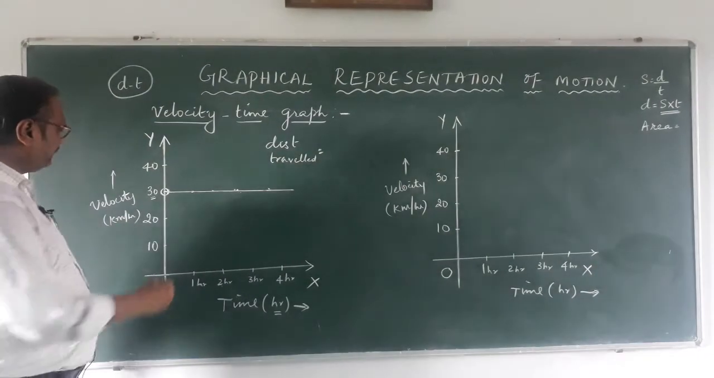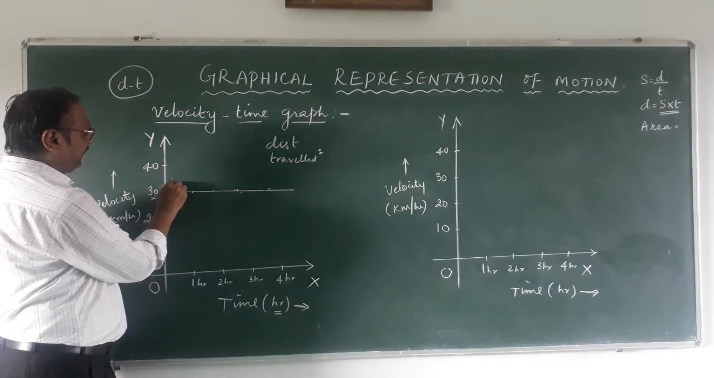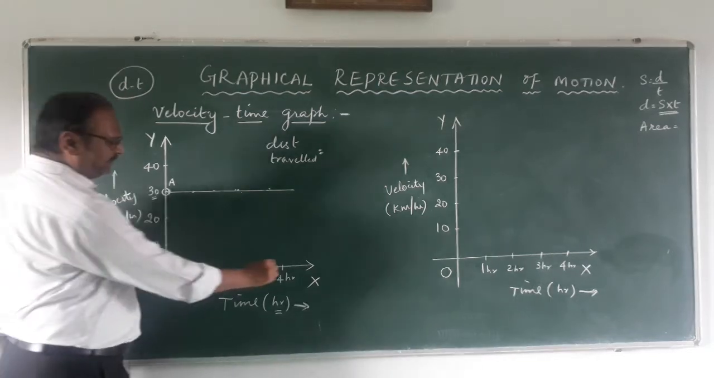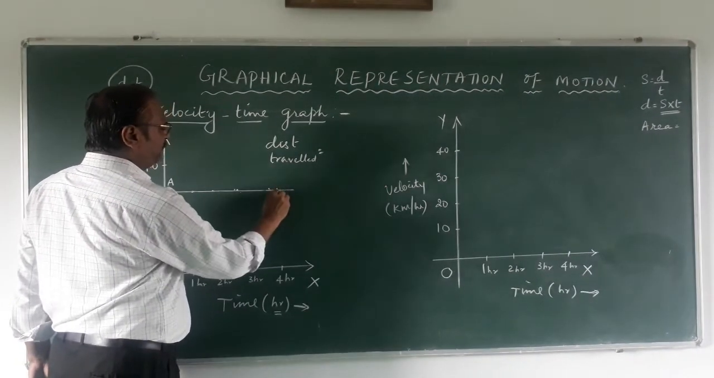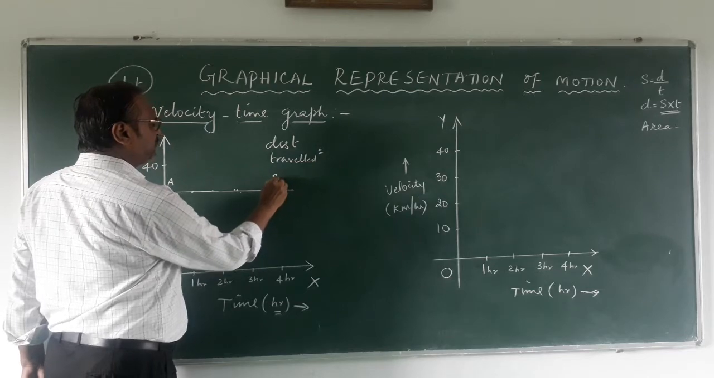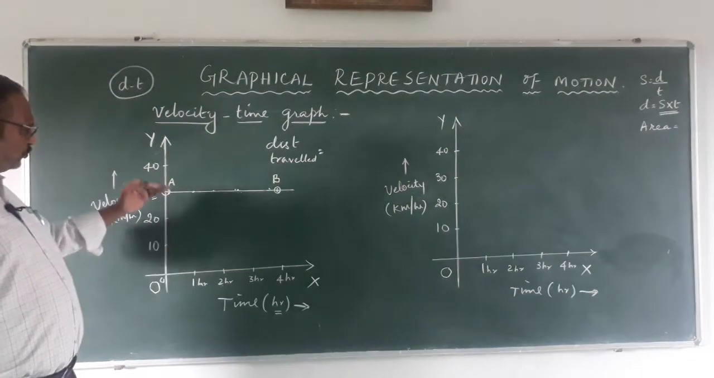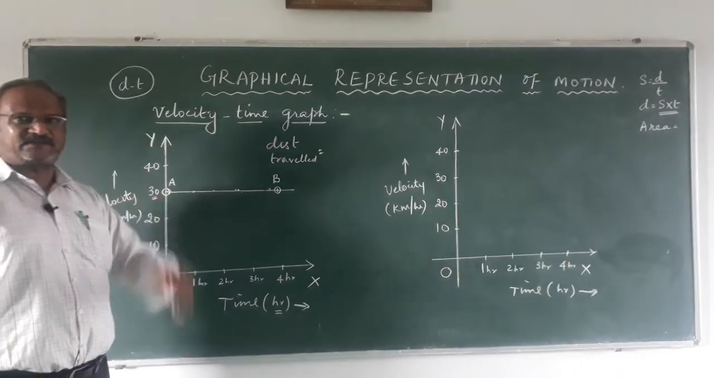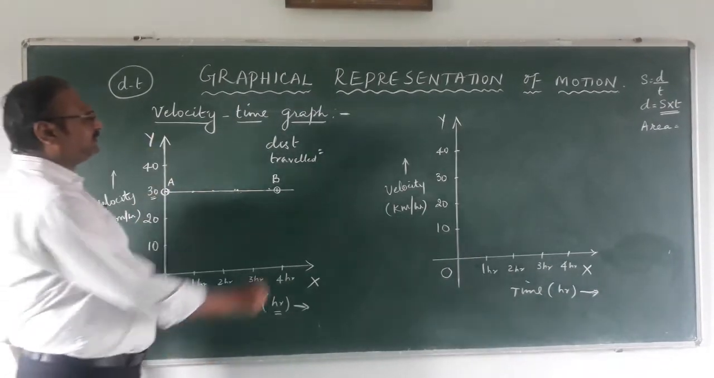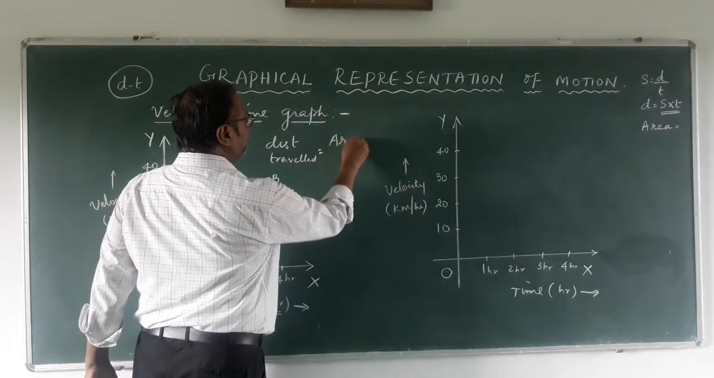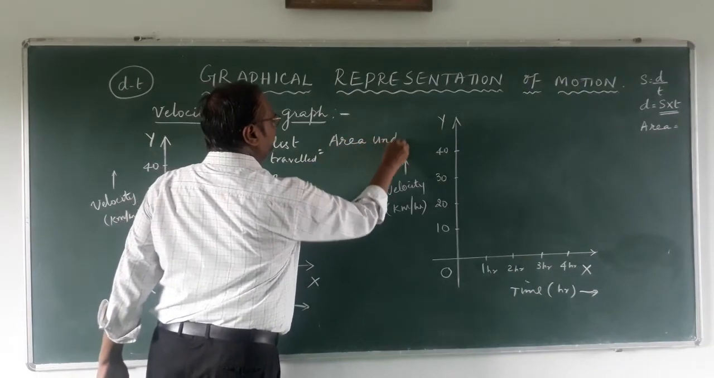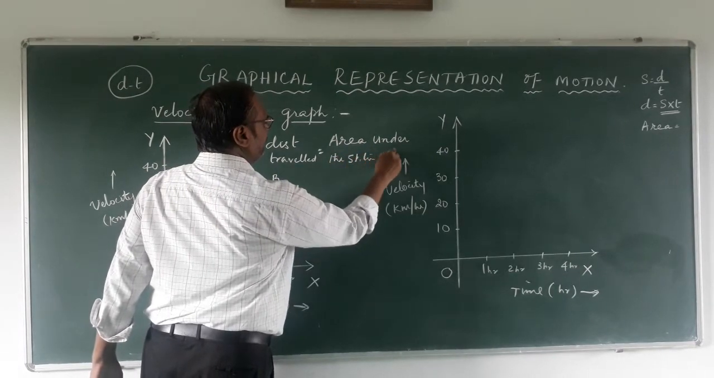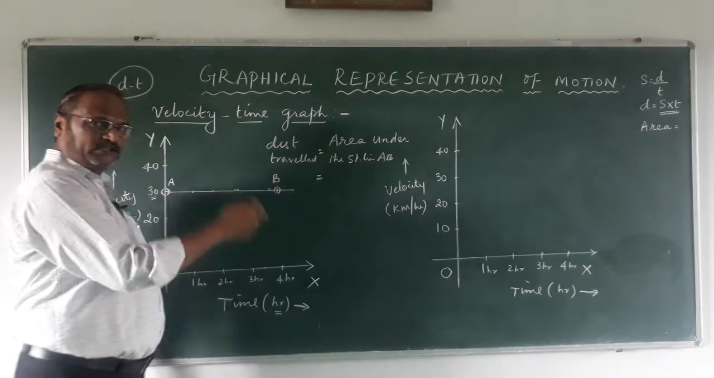How? Let us say this is the point I have taken. Let us say A. At this point its time is 0, the origin. And let me say in 4 hours, how much the body has traveled. Let us say the point is B. So, in 4 hours, how much distance has the body traveled? That is calculated by the area under the straight line, under the straight line AB. Okay? Now, what is the area?